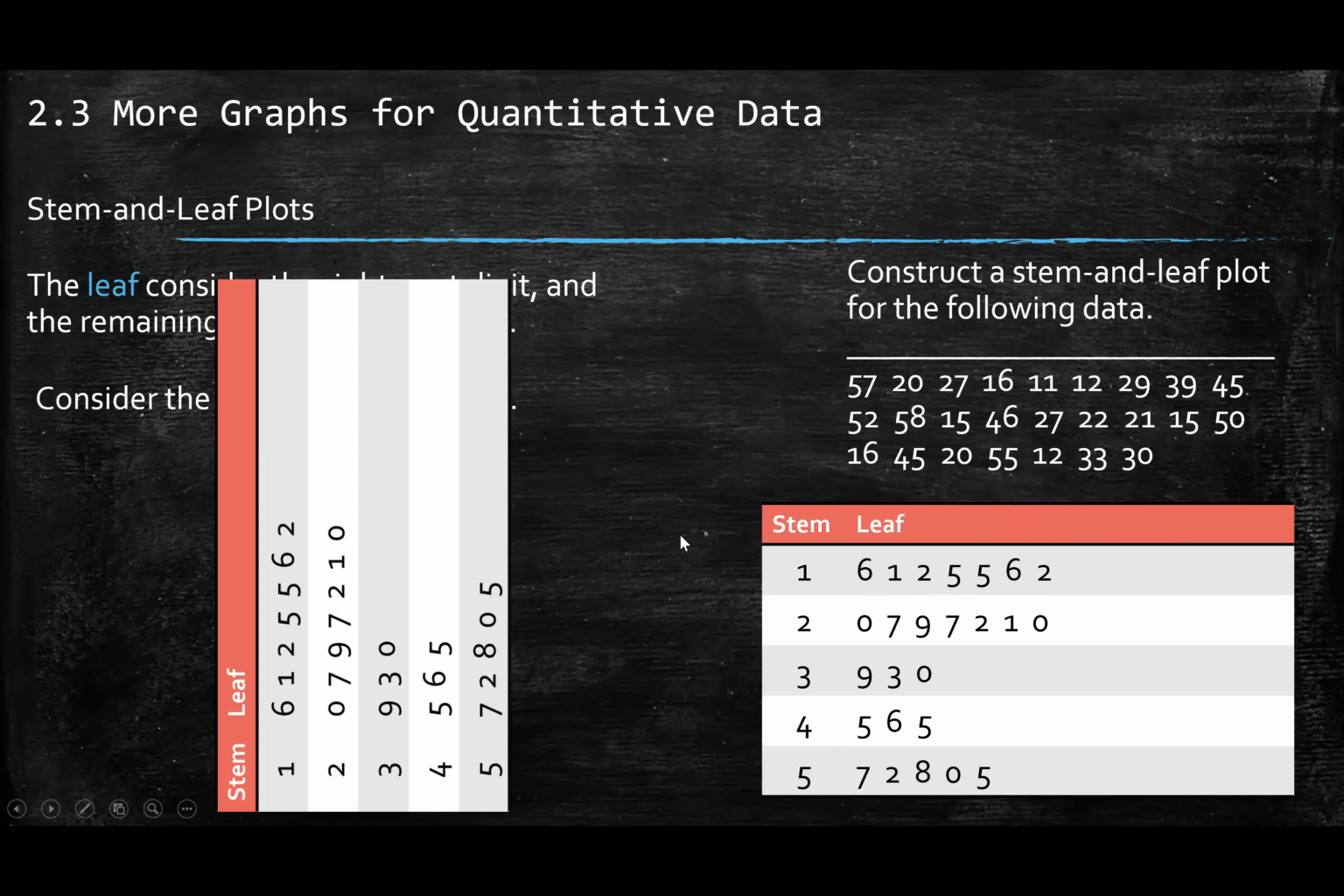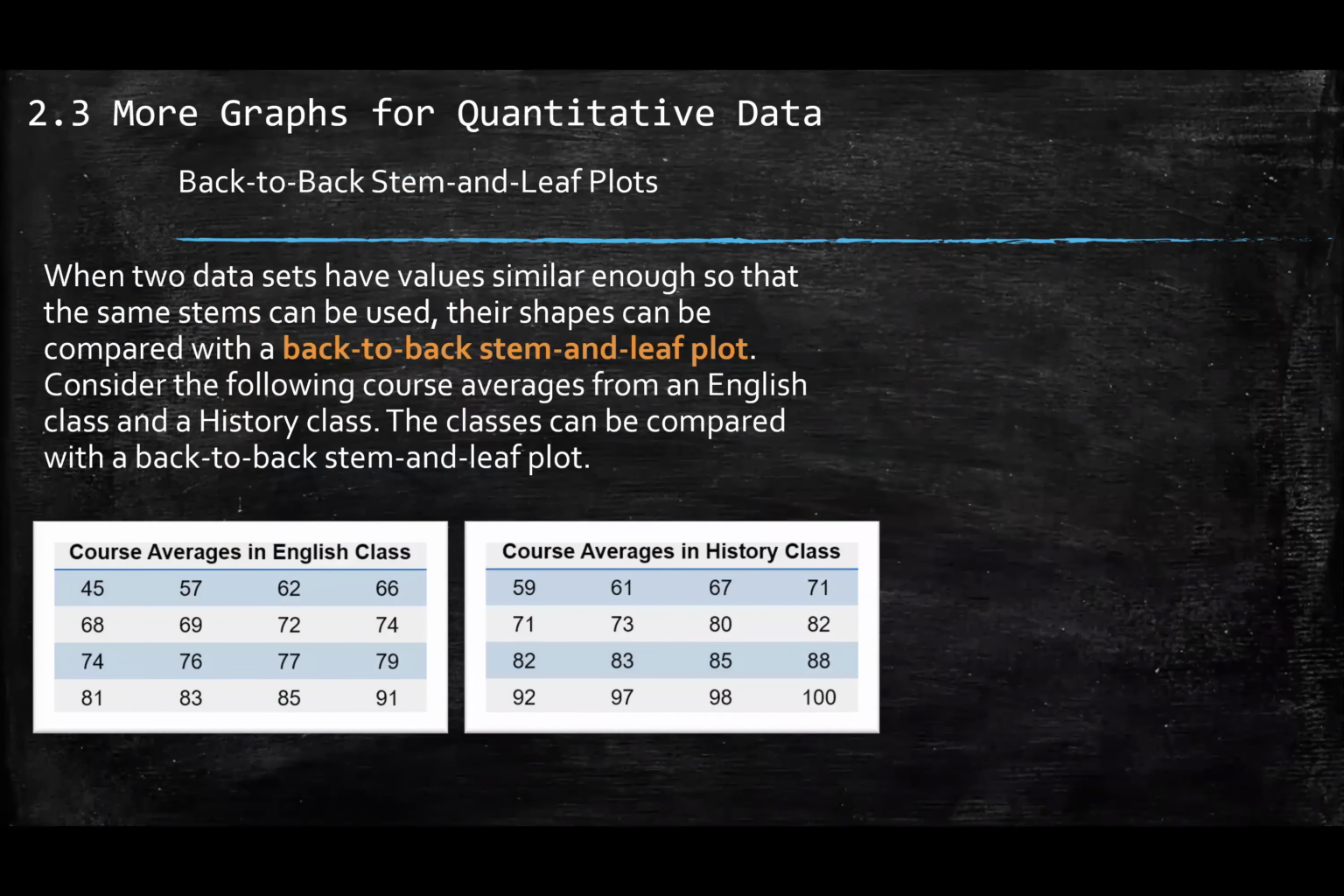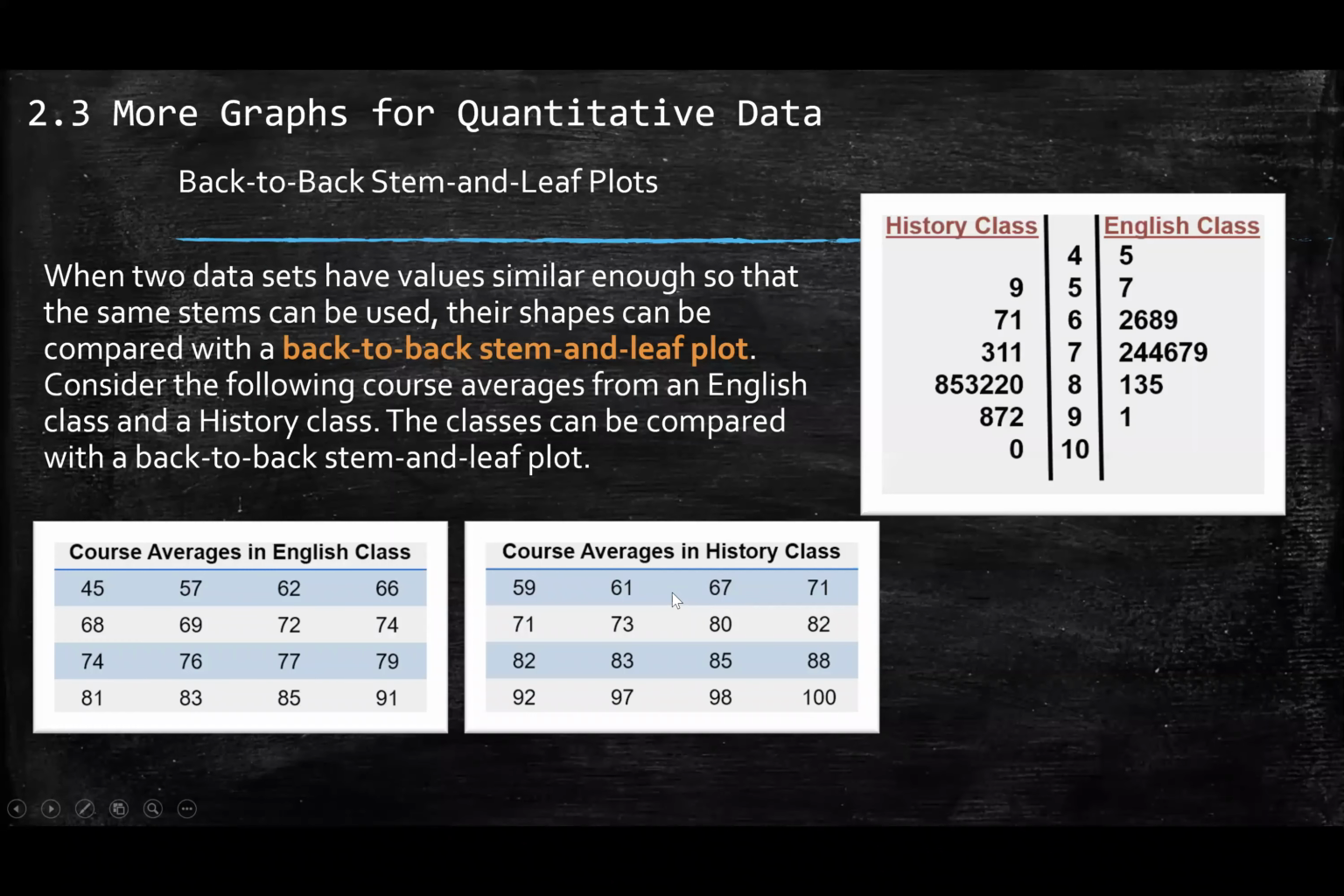The other thing about the stem and leaf plot, before you ask questions, is that on your Connect Math, they ask you to construct the back-to-back stem and leaf plot, so to compare 2 different data. In this case, I want to compare the average for English class versus the average for history class. To create this stem and leaf plot, the first thing is the middle item is your stem, okay? This middle item right here is your stem.